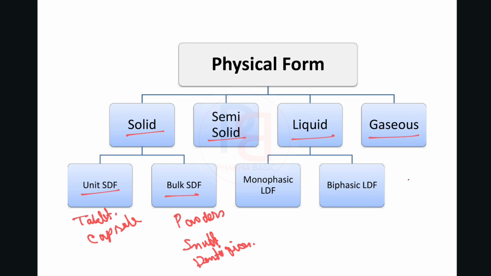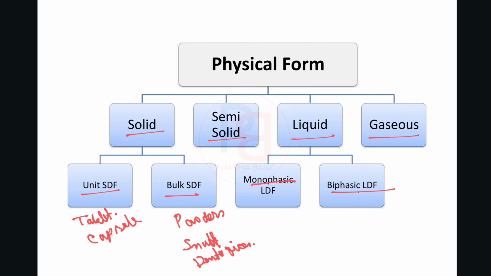Now coming to the liquid dosage form. Liquid dosage forms are also divided into two types. First is the monophasic liquid dosage form. Monophasic means there is one phase only, in which the drug molecules are mixed. The second one is the biphasic liquid dosage form. In the biphasic liquid dosage form, there are two phases.